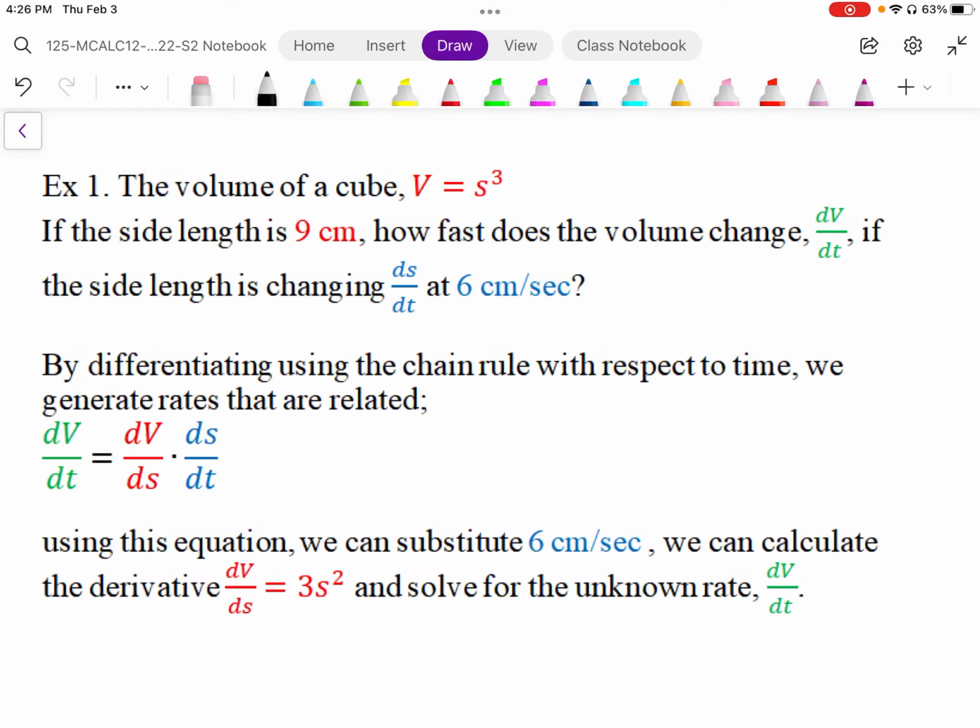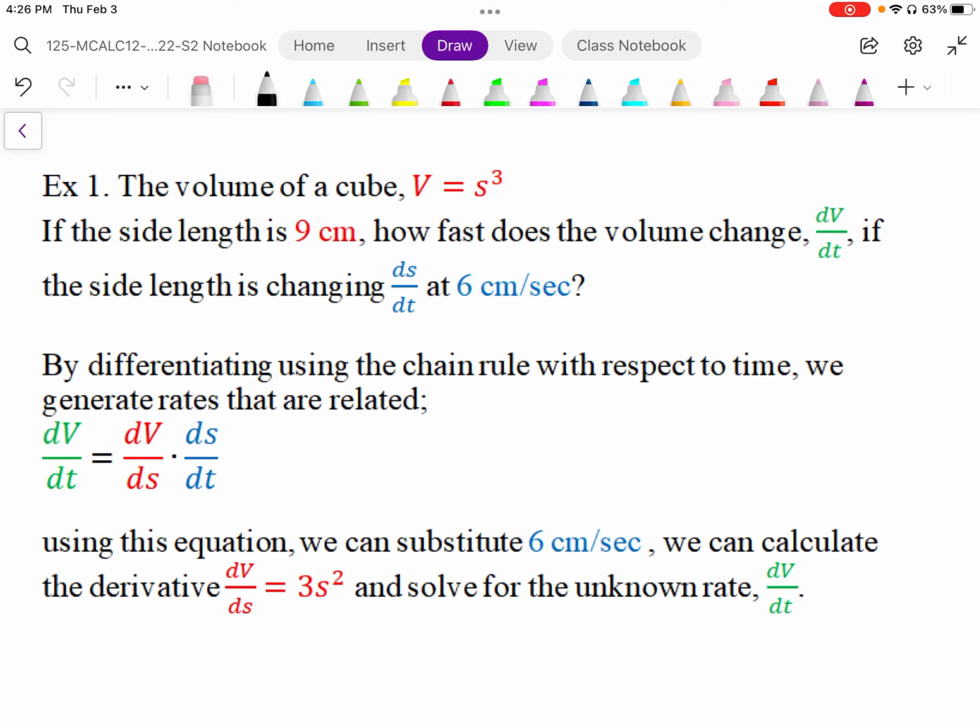How do these related rates show up in calculus then? And how does it connect to the chain rule? So I've given you an example here. We have a cube, and the volume of a cube is equal to the side length cubed. So this is just giving you the definition of the cube.